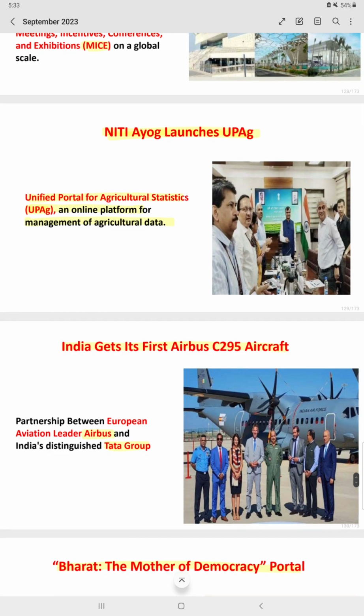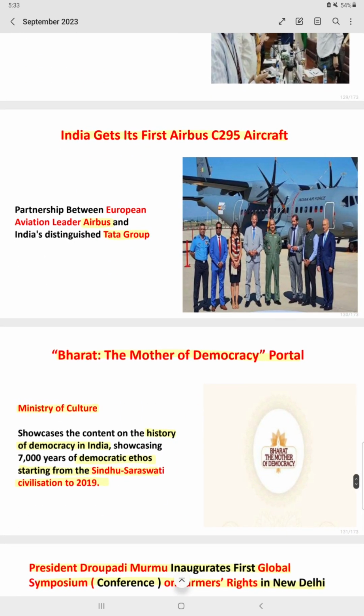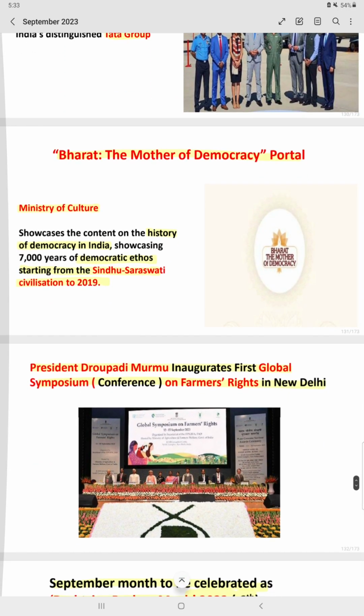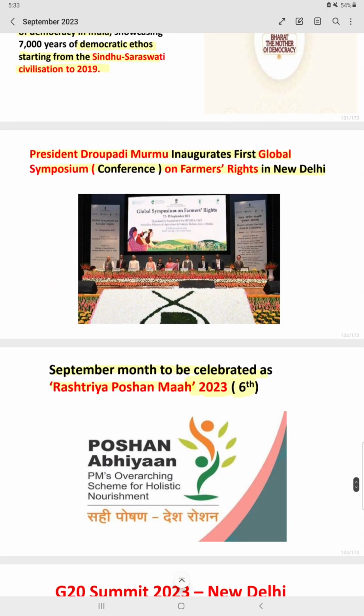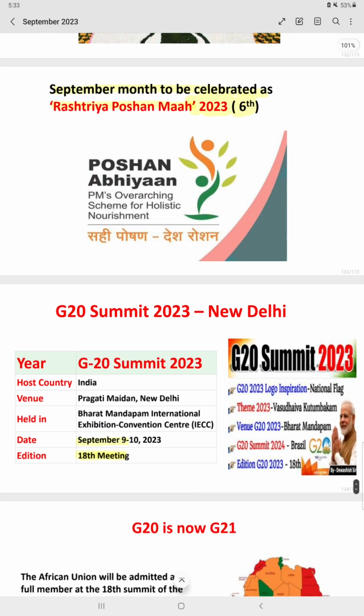Then we have NITI Aayog has launched the UPAG app. This is a unified portal for agricultural statistics. India gets its first Airbus C295 and it will further be manufactured under the Tata Group only. The Bharat, the Mother of Democracy portal, is under the Ministry of Culture, which showcases the history of democracy since the Sindhu Saraswati civilization. Then President Murmu inaugurated the first global symposium on farmers' rights in Delhi.